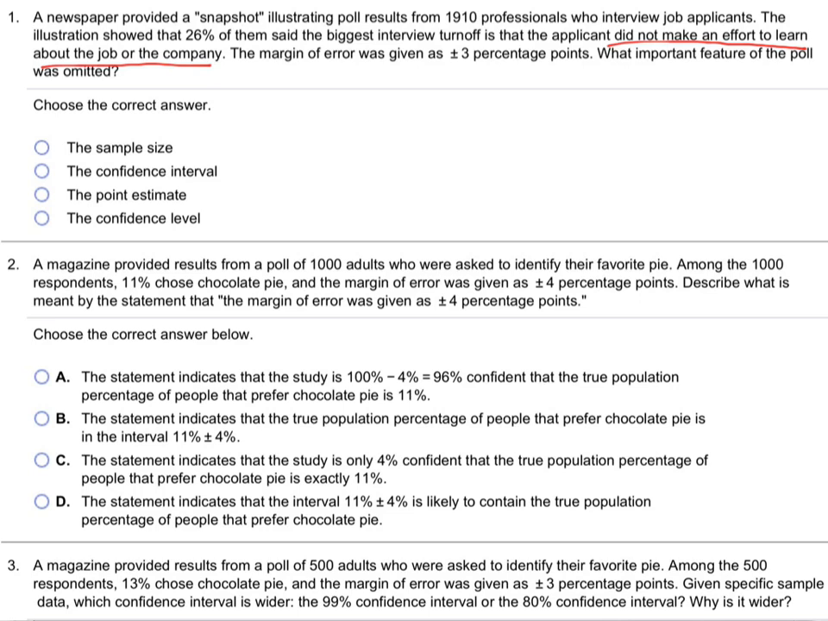So in other words, what are they even saying? They're saying 26% of the interviewers said that the biggest mistake was the person didn't read up on the company. But they know that it's not exactly 26%. See, they say plus or minus 3 percentage points. So they're saying 26, add 3 or subtract 3. So it could really go from 23 to 29%. That's what they're saying. They're saying between 23 and 29%.